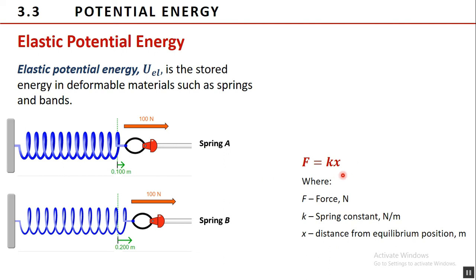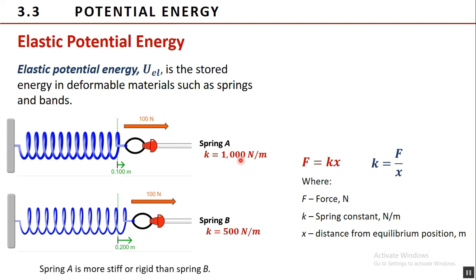Now if we compute the spring constant of these springs using this formula, spring constant K will be force F divided by the distance x. So the spring constant of spring A, 100 newtons divided by 0.1 meter, is 1000 newtons per meter, while the spring constant of spring B, 100 newtons divided by 0.2 meter, is 500 newtons per meter. We see that spring A has a larger value of spring constant. It means that spring A is more stiff or rigid than spring B.